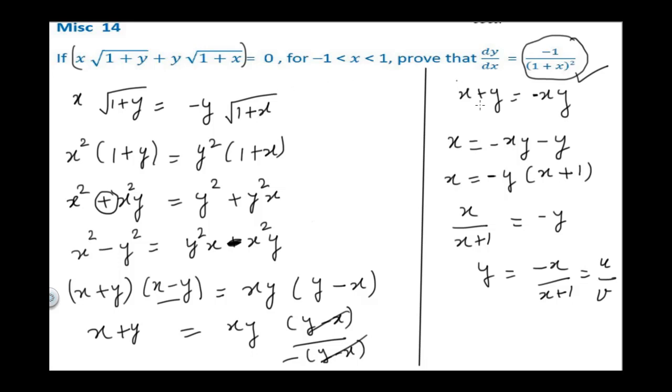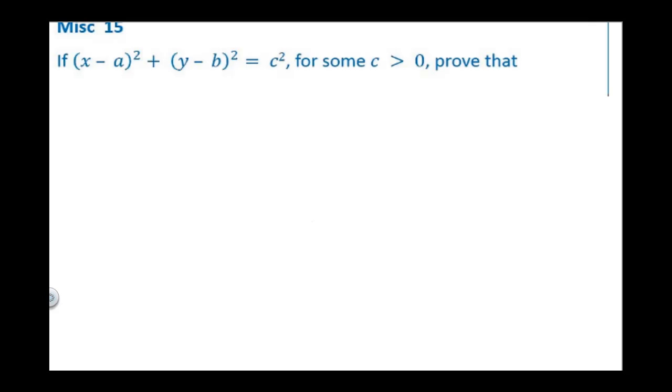Now let us go to another question, which is question number 15. In question number 15, they're giving you x minus a whole square plus y minus b whole square equals c square for some c.